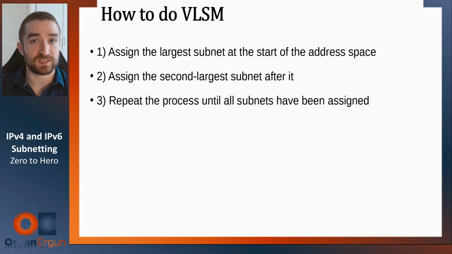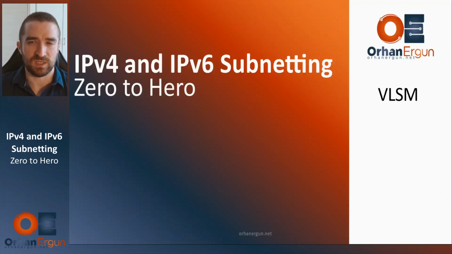Okay, so once again, this is how to do VLSM. Assign the largest subnet at the start of the address space, then assign the second largest subnet after it, and then repeat the process until all subnets have been assigned. That's how you do VLSM. Okay, and that's all for this video.